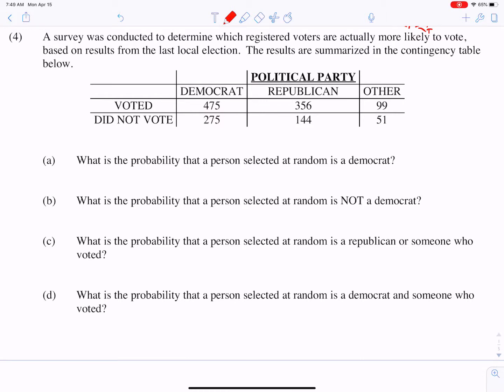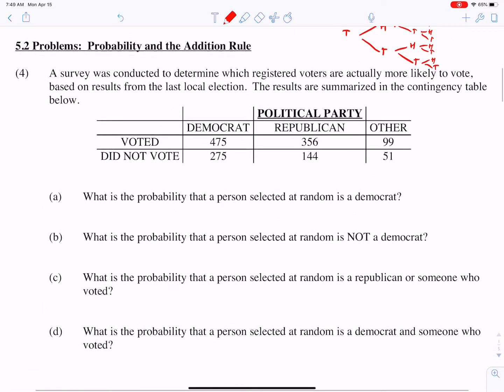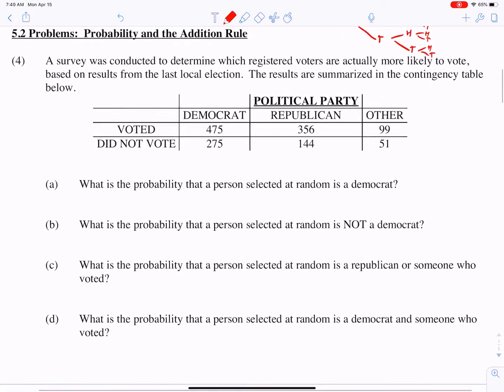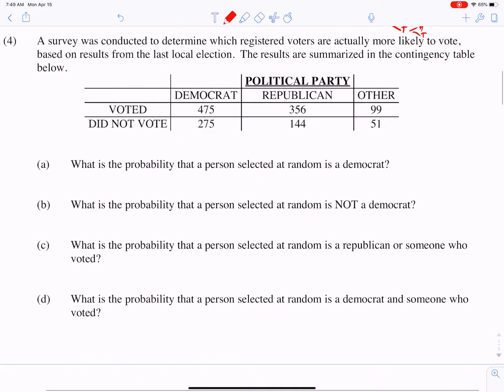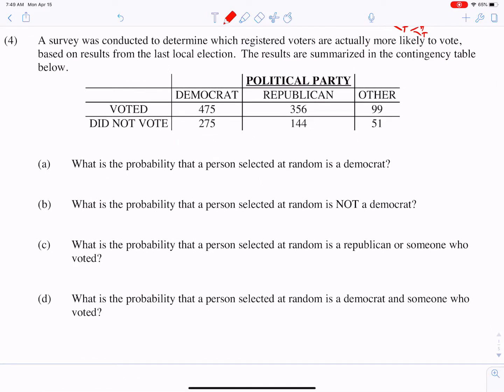Hi again, everybody. This is now moving on to section 5.2, probability problems and the addition rule. This problem number 4 on the handout is an example where you are given a contingency table.